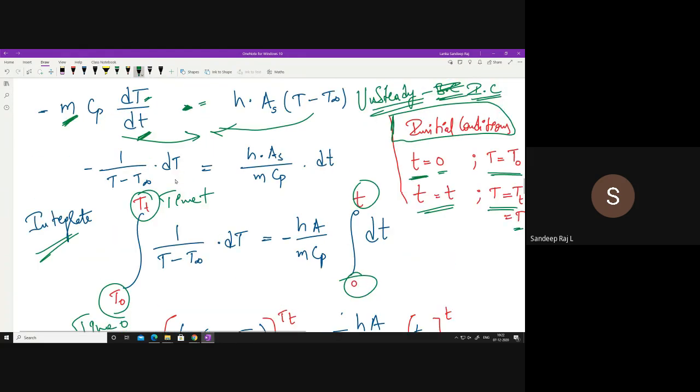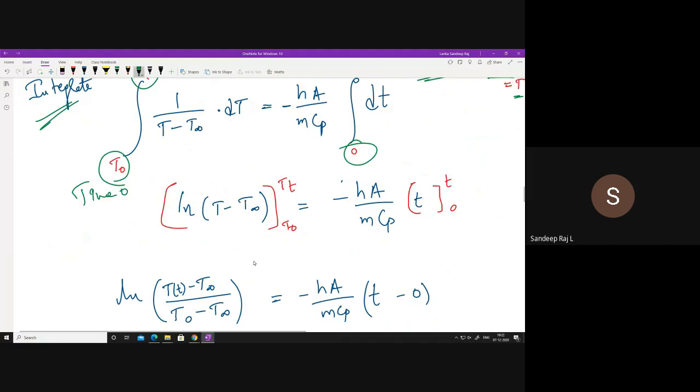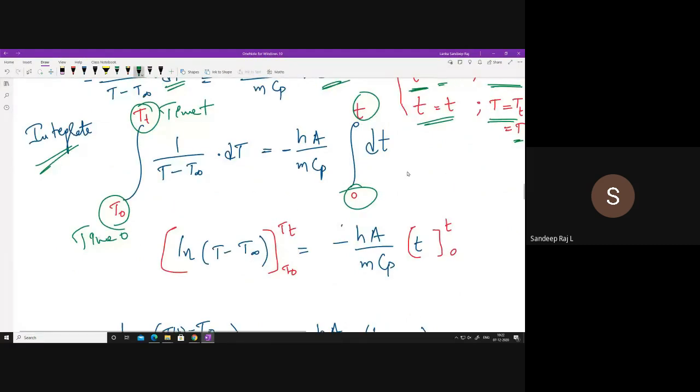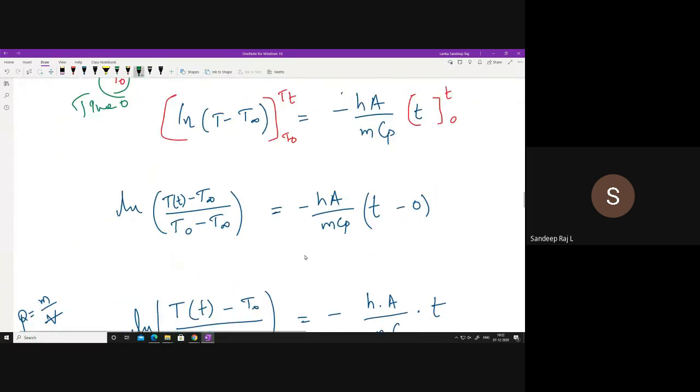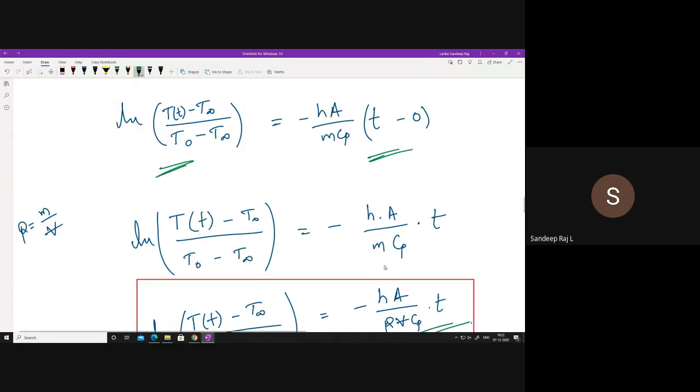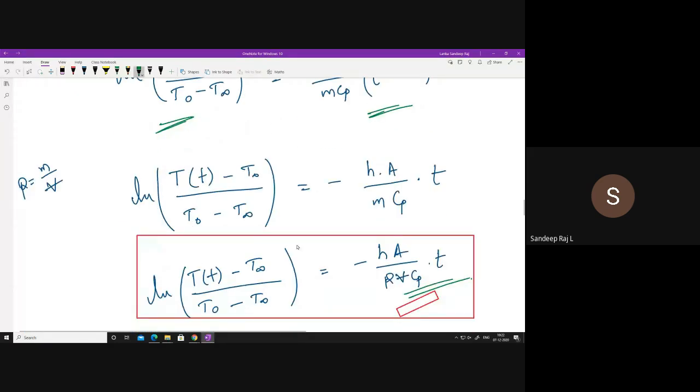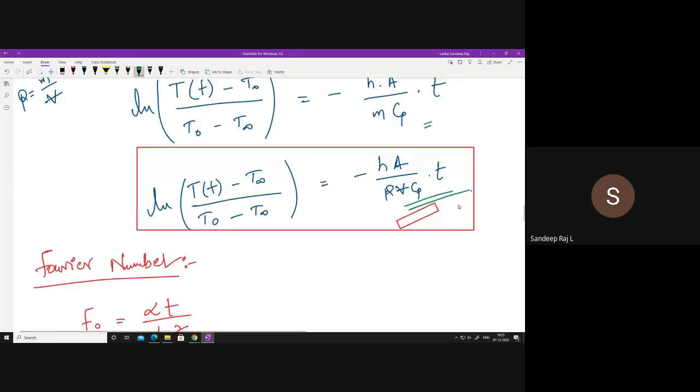Basically what you have done is a variable separable here. This is temperature on one side, and time on the other side. So we have taken the appropriate temperatures and times in the integration. And when you do integration, 1 by x dx is log x. You have done the same, and the integral of dx is x. The same thing is taken again here. And the temperature limits on this side are substituted, and time limits are substituted on the right hand side. And then what you get is this one.